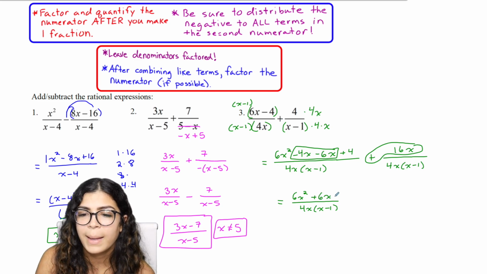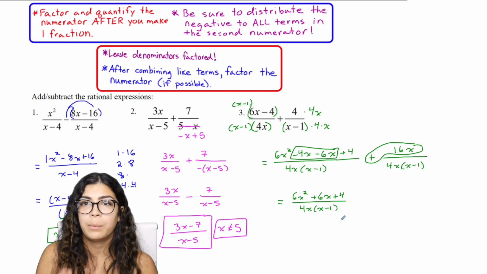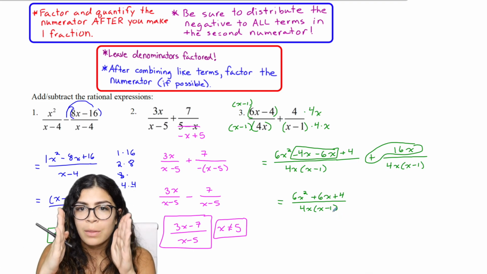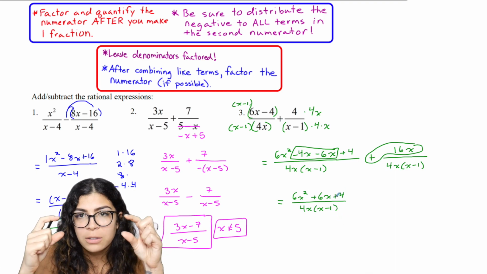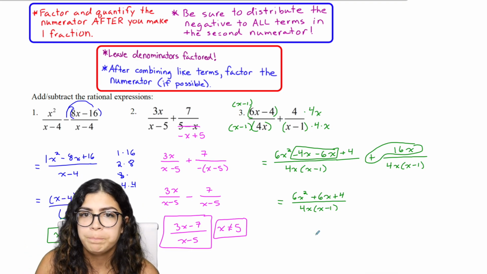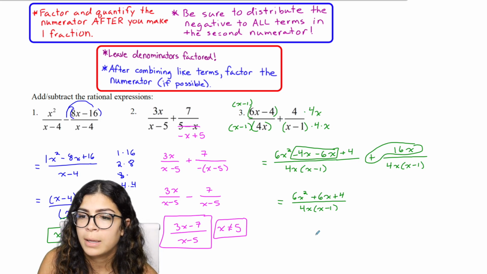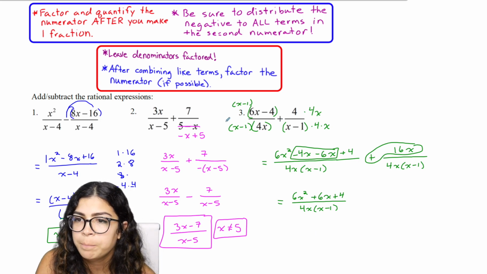So now let's go ahead and factor that numerator now that it's completely simplified and we have just one fraction. Now that we have one fraction, factor the numerator and then see if there are any common factors that will cancel. So to factor the numerator, I'm going to do that just on the side over here so that I don't run out of space.